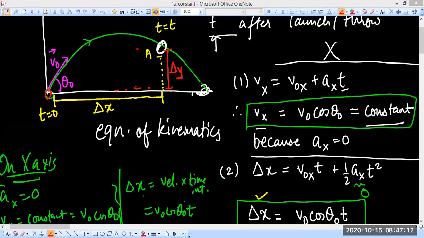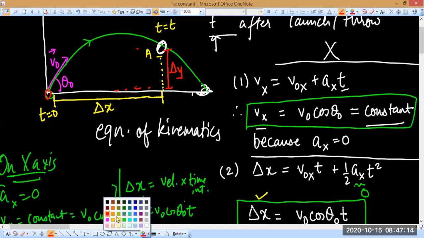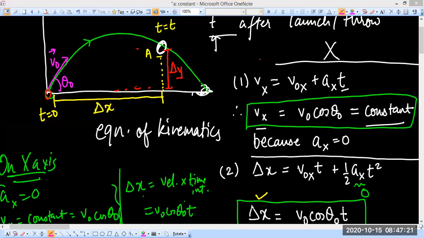Okay, now what about Vx? Now this is very interesting. Here it would have a velocity again tangent to the path. Is this clear? This is the velocity vector. I repeat, this velocity is tangent to the path. It is the velocity vector.